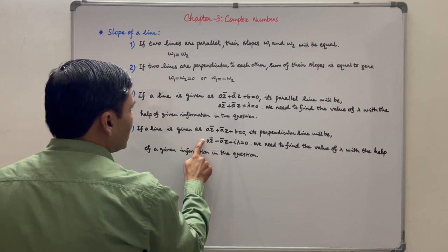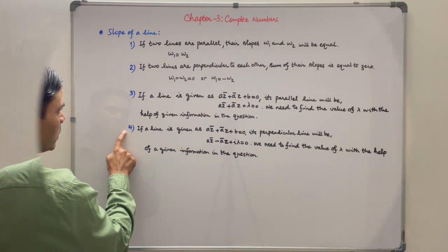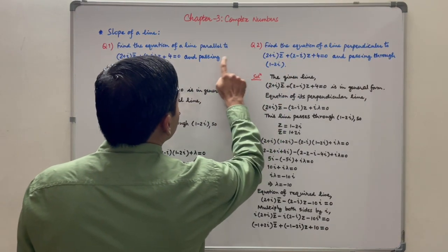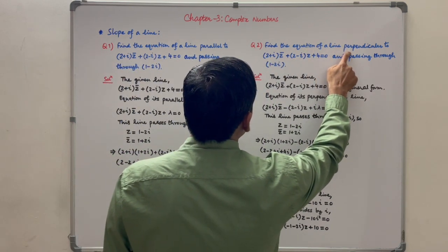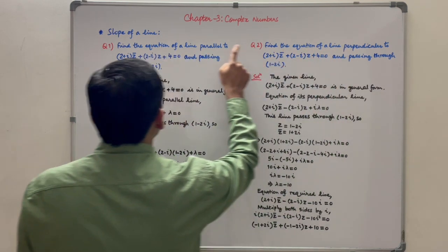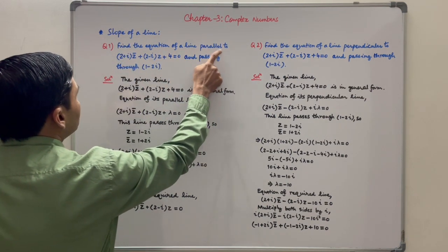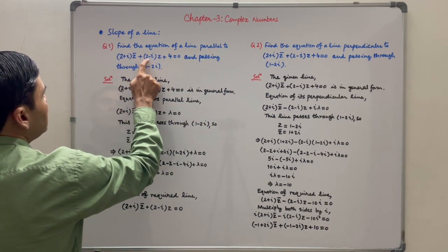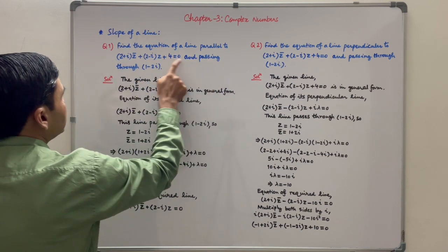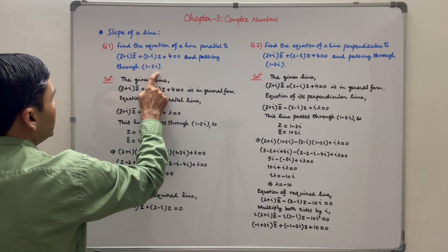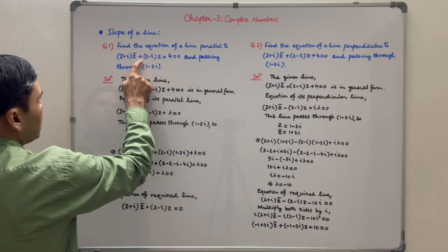Next, we will solve couple of questions based on point number 3 and point number 4. These two questions are exactly same except the words parallel and perpendicular. We will see them one by one. First question, find the equation of a line parallel to (2 plus i) z bar plus (2 minus i) z plus 4 is equal to 0 and passing through 1 minus 2i. First step is to make sure that the given line is in general form.